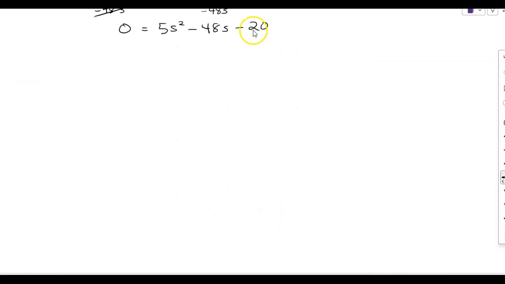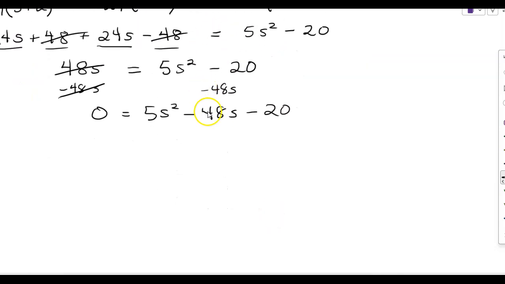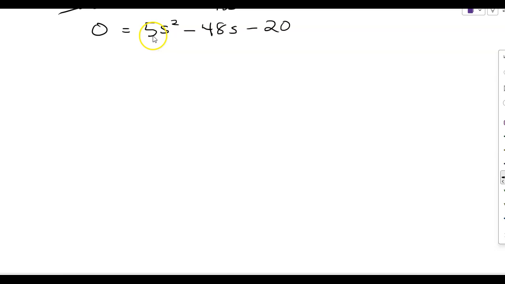All right, so where do we go from here? Let's have a good look at this. We cannot factor out any common monomial factors, right? 5, 48, and 20, although it looks tempting, right? We cannot factor anything out to the front. We can use the AC method. Remember that? Remember factoring? Okay, where we say, okay, what's 5 times negative 20?